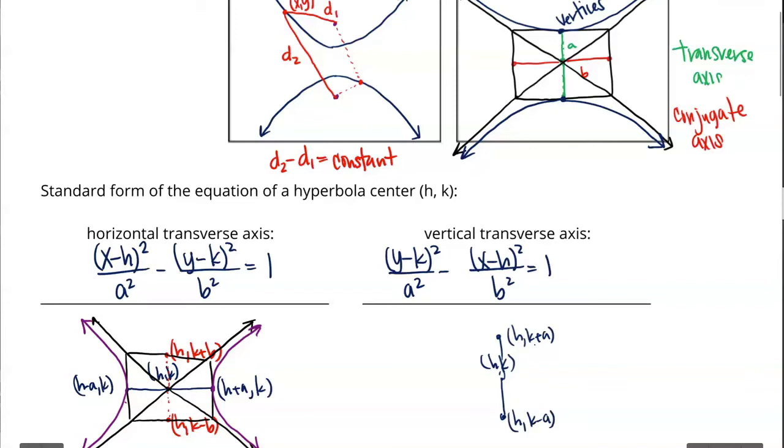And then we'd move in the horizontal direction b units. So this point would be at h plus b comma k. And if we move to the left, that would be h minus b, comma k. Get the rectangle from there.